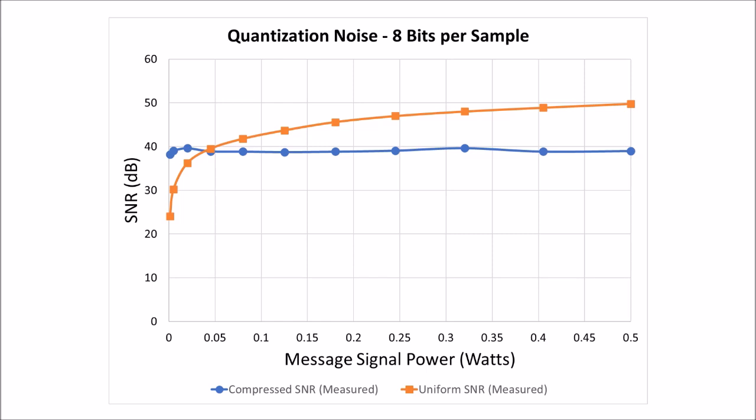Here's a comparison of the quantization noise with 8 bits per sample for both uniform quantization and non-uniform quantization with a mu law compressor. The uniform quantization is shown in the orange line. This repeats the line that we saw on a previous slide. The non-uniform quantization with the mu law compressor is shown in the blue line, and you can see it's essentially a constant regardless of the message signal power.